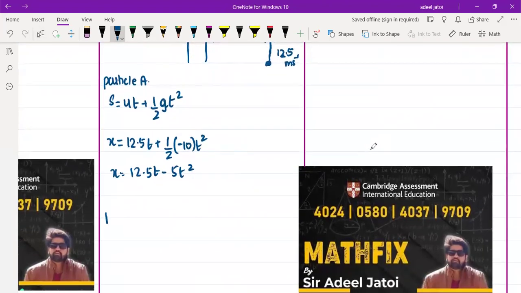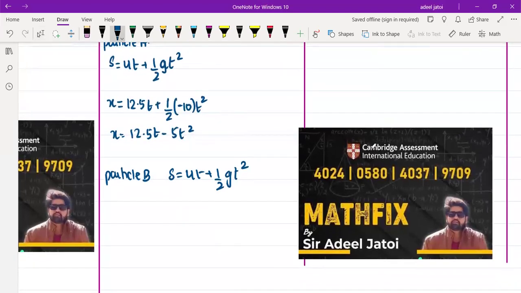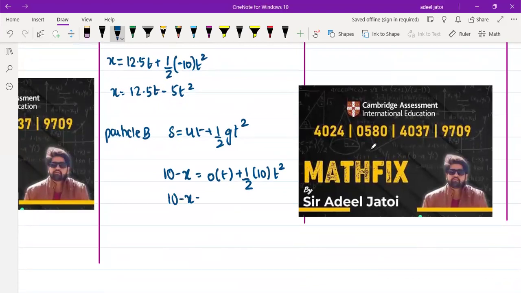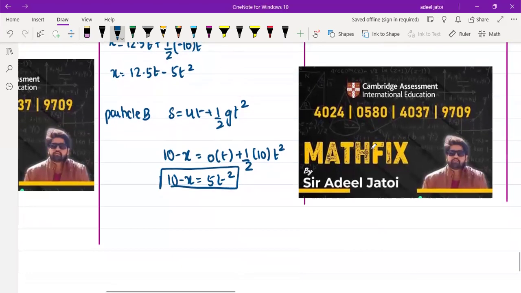Similarly, for particle B, using the same s is equal to ut plus half gt square. Here s will be 10 minus x, because this is how much it has traveled. Knowing that u was 0, and this is coming downward so g is positive 10, this is 10 minus x equals 5t square. So now we have two equations for particle A and particle B, and they are meeting.